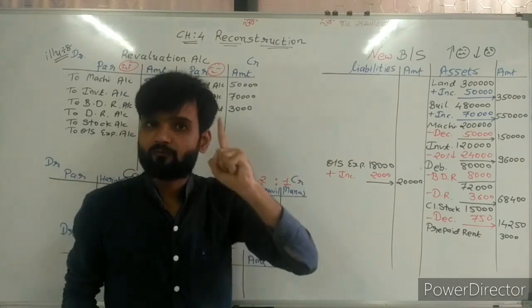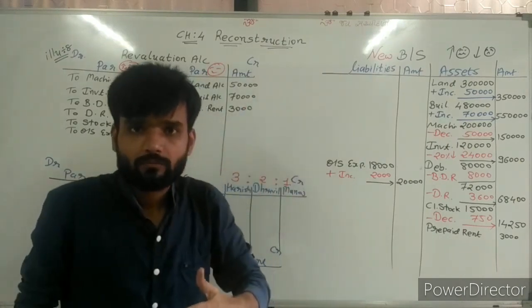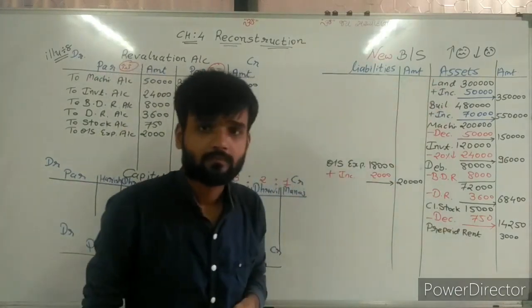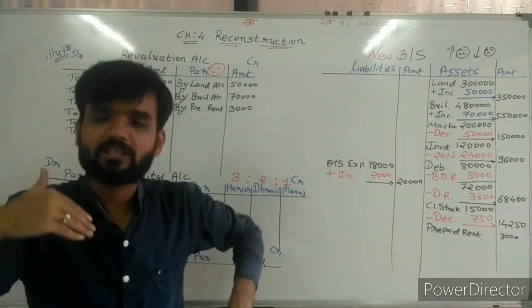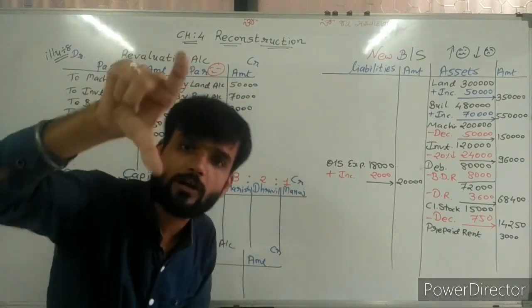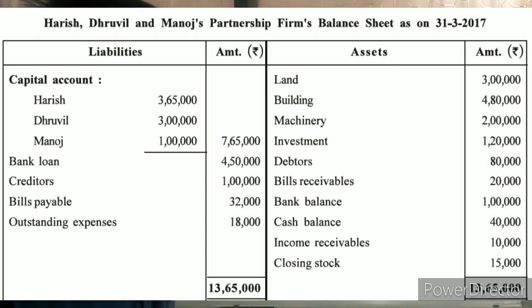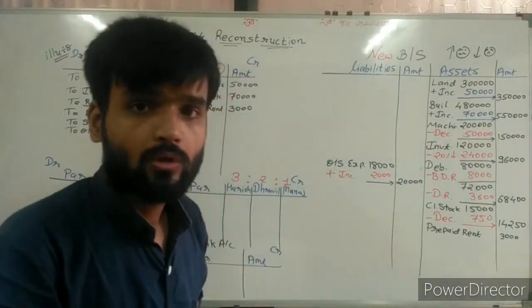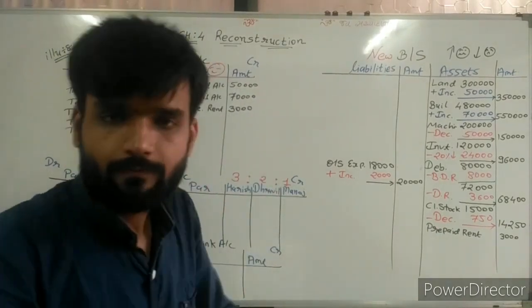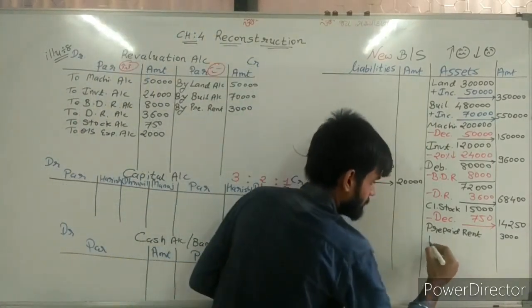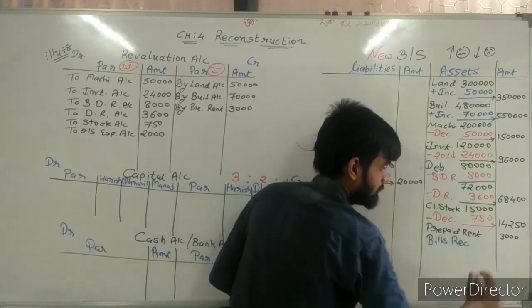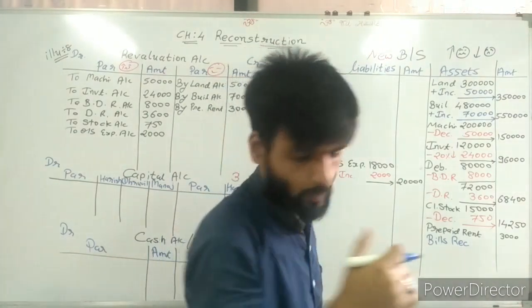Now, don't forget, in the old balance sheet, as per adjustment, changes are done. But some items are there which are not written till now. Now I am reading the items given in the textbook in your question. First of all, I am reading assets. Land, completed. Building, completed. Machinery, completed. Investment, completed. Debtors, completed. Bills receivable. Sir, bills receivable is not written here, and in the balance sheet it is given. So write down bills receivable 20,000.